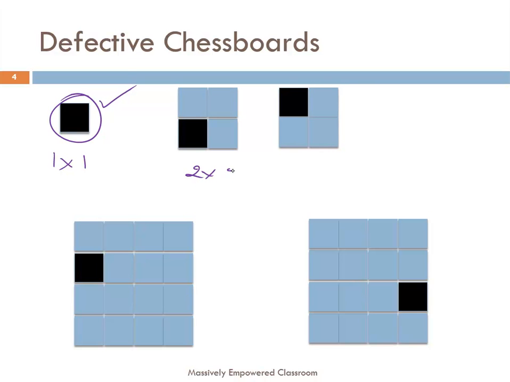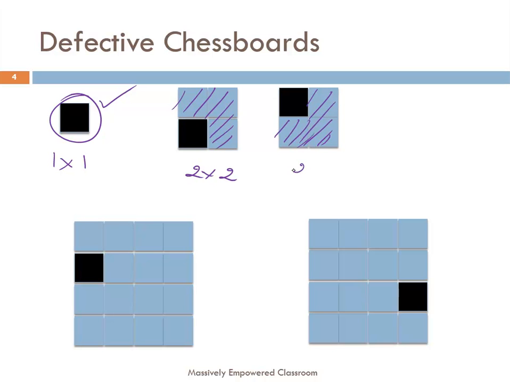The 2 by 2 defective chessboard can have one of these. There are 2 more possibilities. The defective square can be here or here as well. But in any case, there is 1 defective square and 3 non-defective squares. So this can be covered with an L-shaped tile, or this can be covered with an L-shaped tile, and so on.